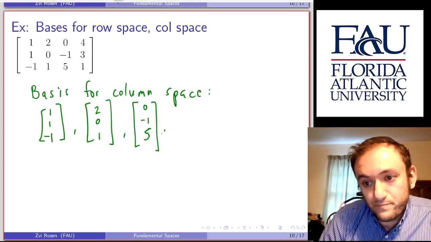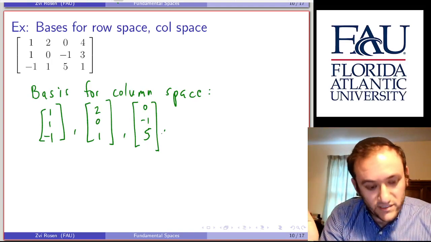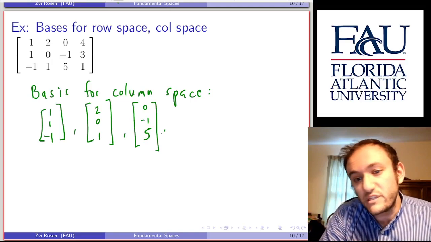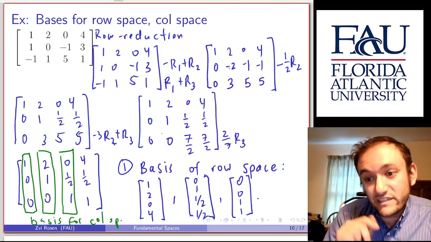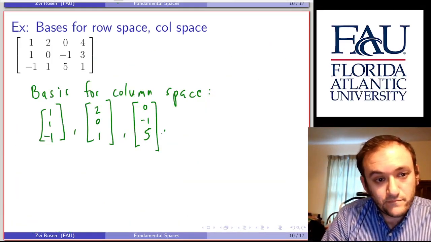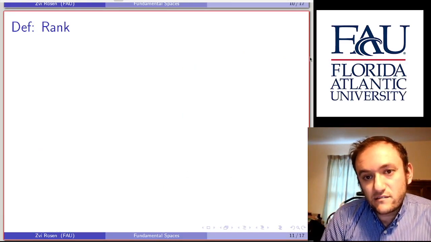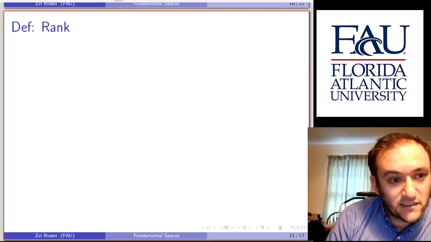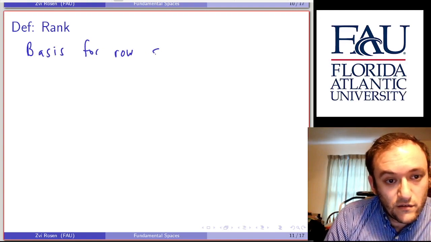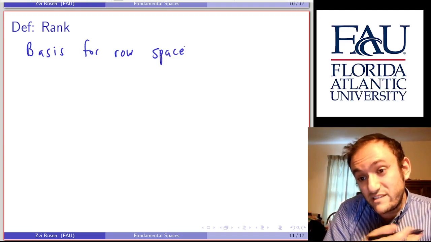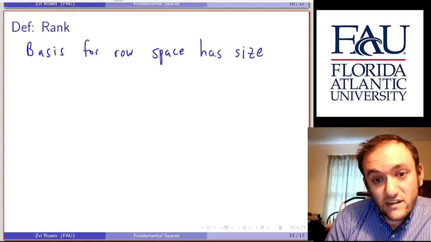Okay. You could do row reduction. You could manipulate these vectors if you want basis vectors with certain properties, but this is a legitimate basis, and you can tell because it comes from the columns that had the leading ones. Okay? Great. Something that we'll notice from the last computations is that the basis for the row space was the non-zero rows, so it had size equal to the number of leading ones.